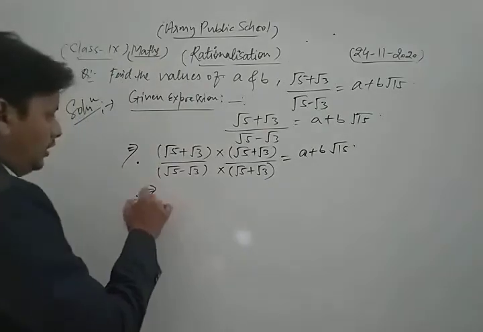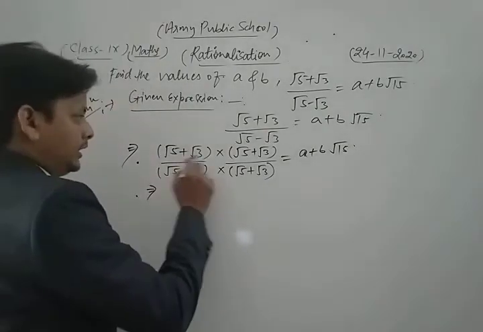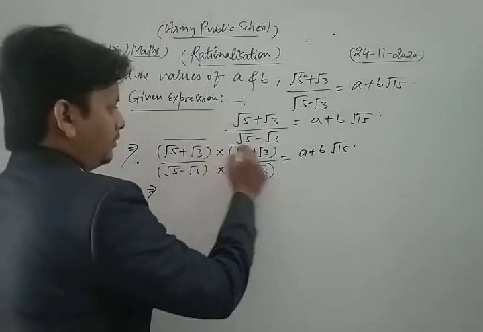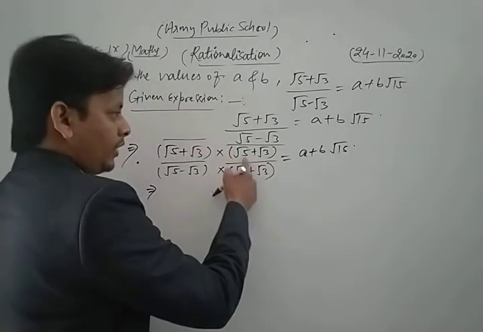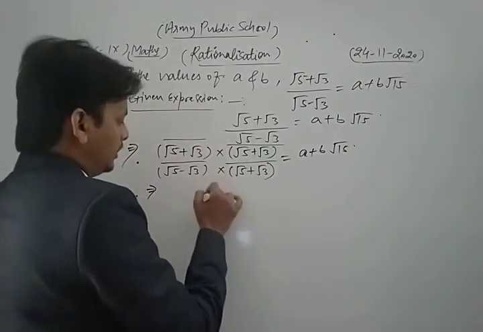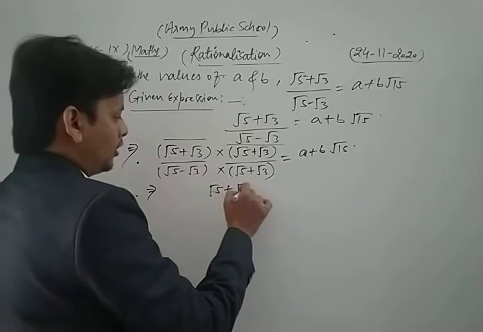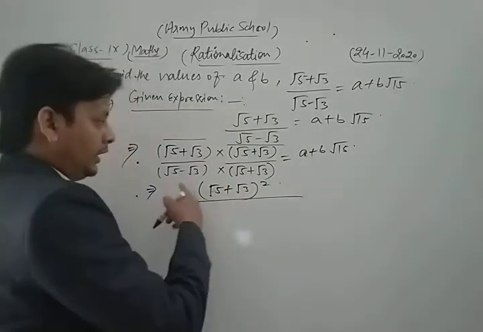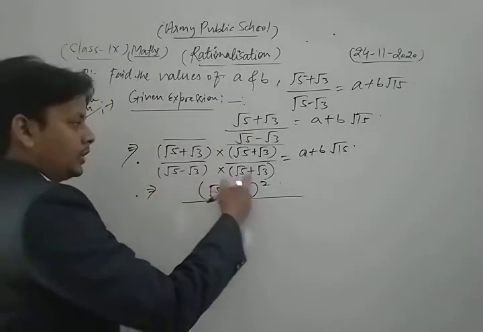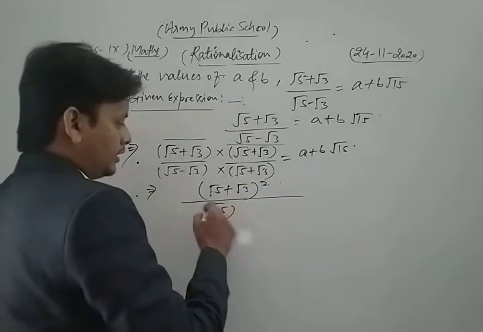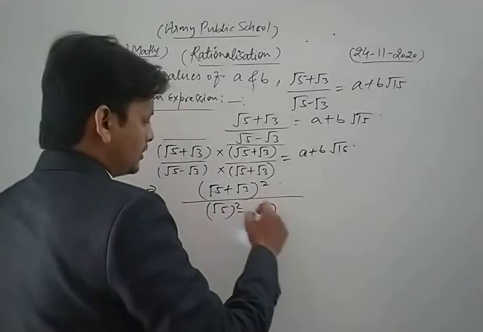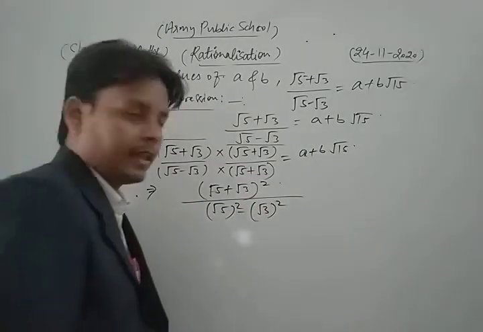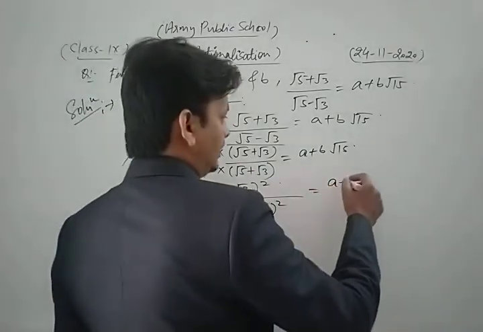Now let's see. These are the same values, root 5 plus root 3, root 5 plus root 3. So we can write root 5 plus root 3 whole square. And now in the denominator we apply the identity a minus b into a plus b, so we can write a square minus b square. And we write the right hand side as it is.